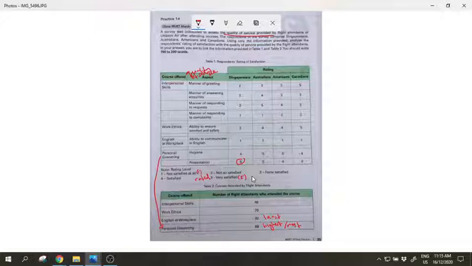So now that you can see, you can generally think about what kind of overview you can put for this question already. So you can say overall, the respondents' rating of satisfaction were influenced by the number of flight attendants who attended the course. Don't say they were influenced by the courses attended. Don't fall into the trap.